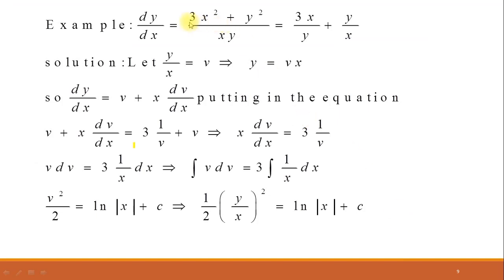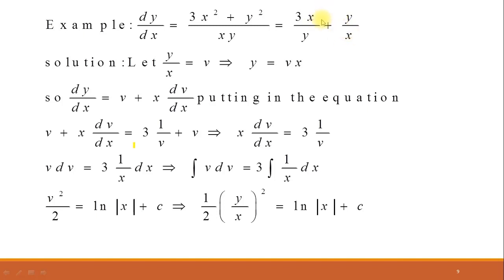Now here is another example. dy/dx = (3x^2 + y^2)/(xy). Since in this expression the functional term is not in the y/x form, but we can write this expression into y/x form after simplification. Dividing 3x^2 by xy, we get 3x/y, plus dividing y^2 by xy, we get y/x. So this differential equation can be written in the form of y/x. So the given differential equation is homogeneous.